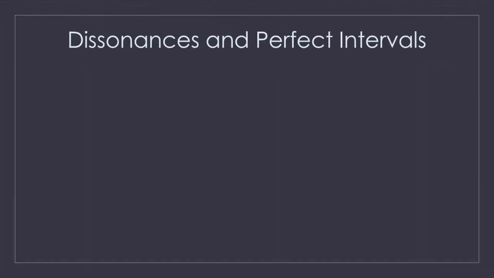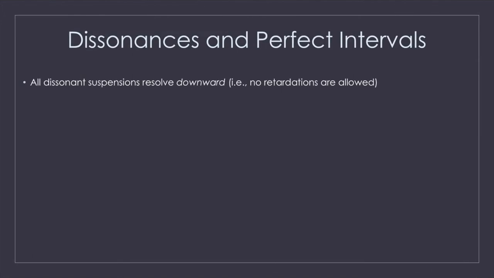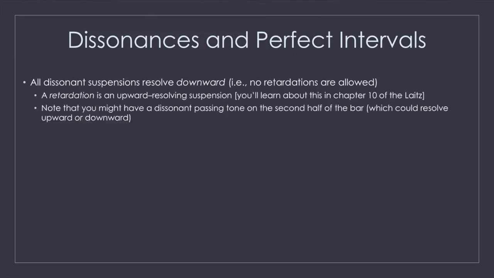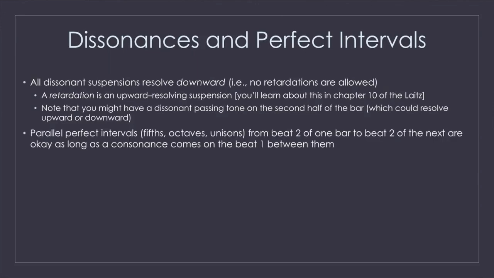Just a quick brief couple of notes on dissonances and perfect intervals. So all the dissonant suspensions resolve downward. Right? You're not allowed to use retardations, which is like an upward resolving suspension. And then you do learn about that in the next chapter. And note that you might have a dissonant passing tone on the second half of the bar, which could resolve either upward or downward. But a suspension is always going to resolve downward, and a suspension is on the first half of the bar. A passing tone would be on the second half of the bar.